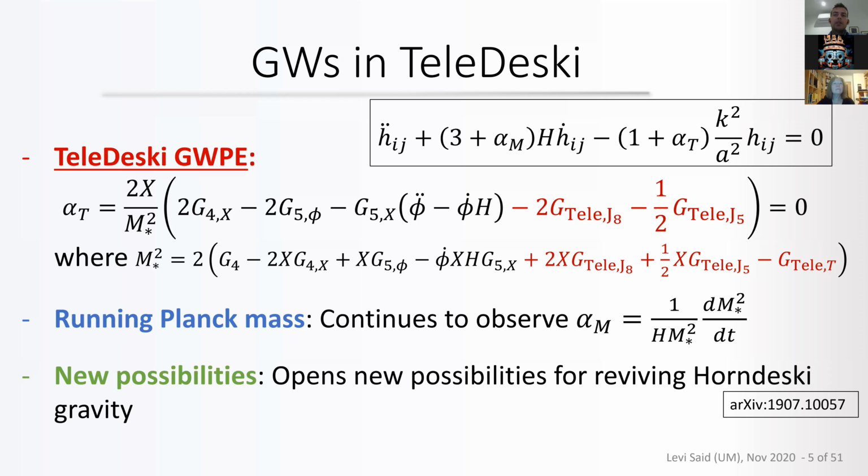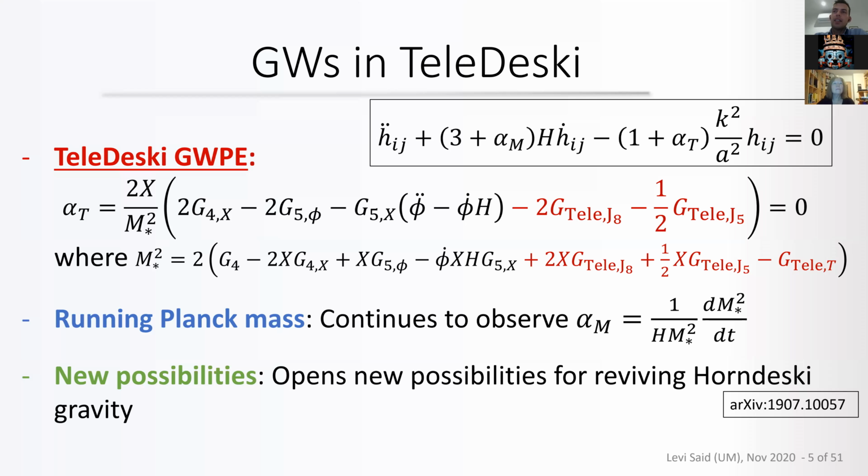And the multi-messenger constraint, which limits this alpha T to being 0, has severely constrained these terms, which is why the space of Horndeski theories has been so constrained in standard gravity or curvature-based theories of gravity. But what we find in our case is that we get these two extra terms that depend on derivatives with respect to J8 and J5, but let's not get into those details.